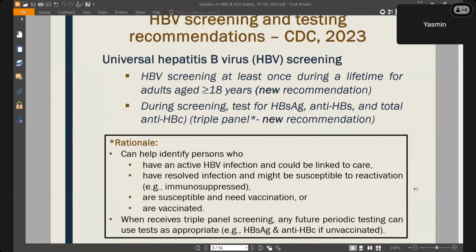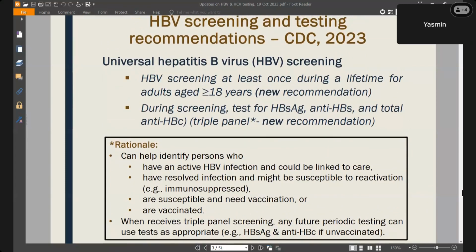The rationale basically is that they include this because, for one thing, we know that it allows us to detect an active infection, so we can link that person to care. And the other one is that it helps resolve the problem of those who are immunosuppressed. All right, because if you have those three, then you can look at those who are susceptible to reactivation. Okay, and of course, these three will help us determine whether the person is susceptible, needs vaccination, and of course whether they are vaccinated. But the main issue is the first two.